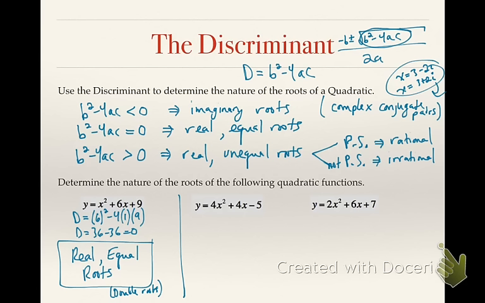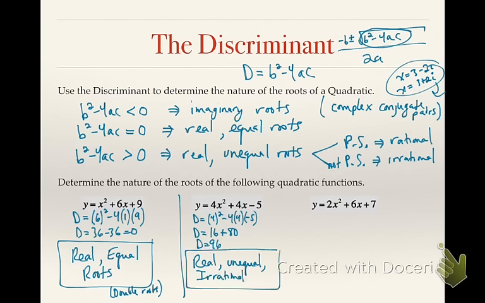Now let's test the next one. Use the discriminant, b squared, so 4 squared, minus 4 times a times c, so 4 times -5. 16 plus 80, which is 96. So they are real, it's a positive number. They are unequal. And I'm also going to go a step further and say that they are irrational, because 96 is not a perfect square. If you take the square root of 96, you don't get an integer. So that's the nature of those roots.